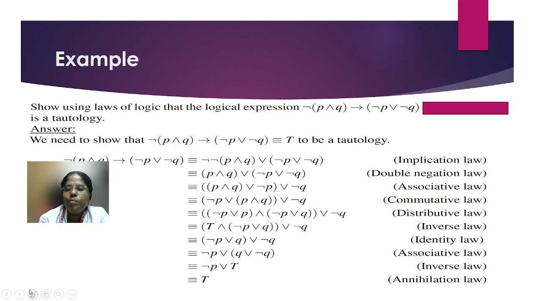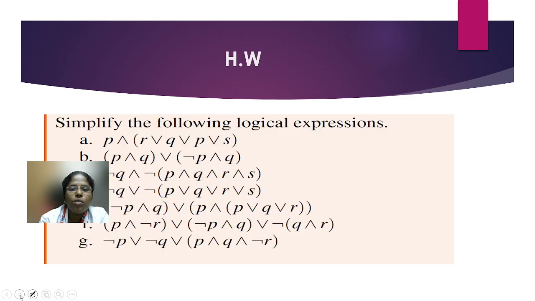Another expression, tautology. For a tautology, you should get the truth value at last. So they have used many laws, and then at last they are getting the result as T. So that shows that it is a tautology. So this is the homework for you. Please use the logic laws to simplify the logical expressions. Take it as a homework.